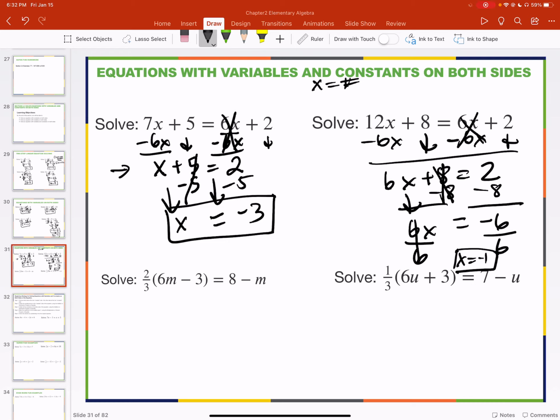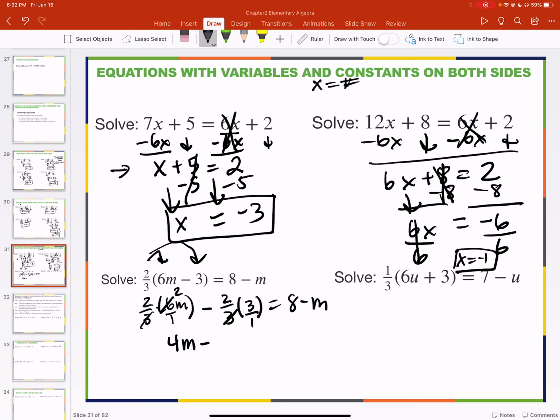Now here we see that we have a parenthesis. So let's go ahead and distribute the 2/3. So that's 2/3 times 6m, I'm going to put that in parentheses, minus 2/3 times 3 is equal to 8 minus m. So I'm going to do a little bit of simplification here first. So 3 goes into 6 twice. This is going to be 4m minus. These 3's are also going to cancel out. So that's going to be 2 is equal to 8 minus m.